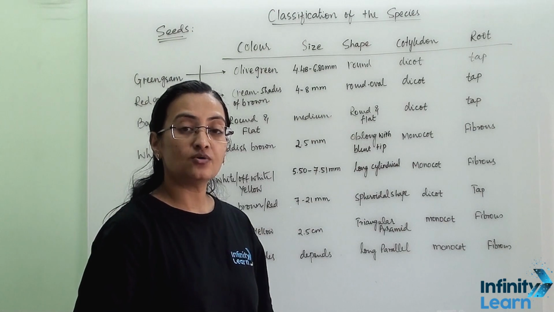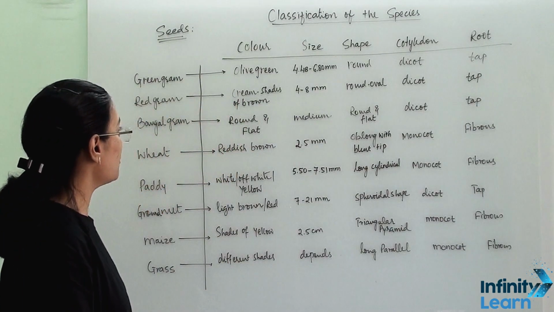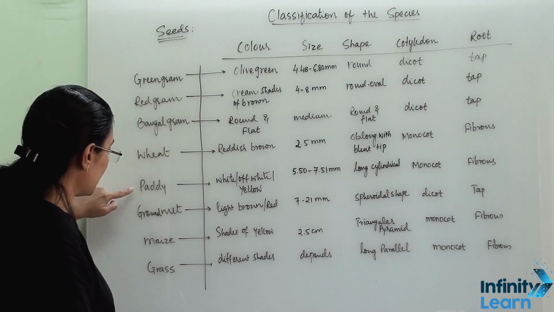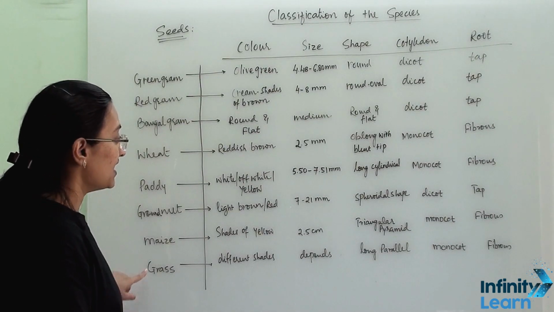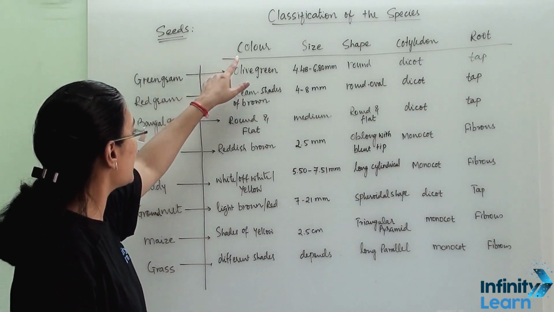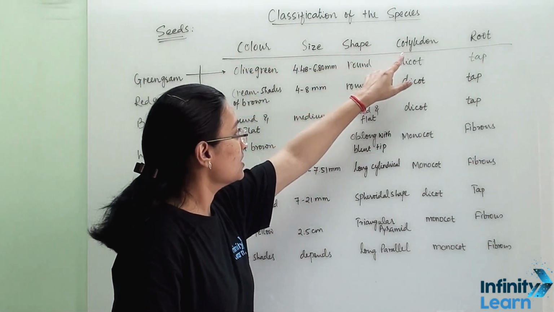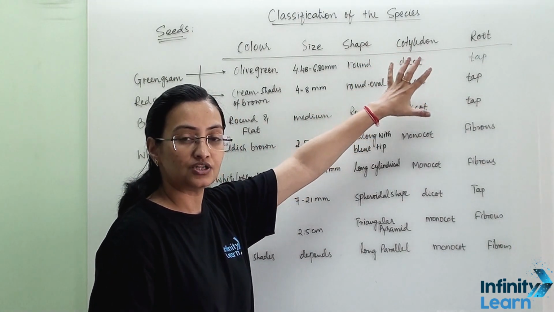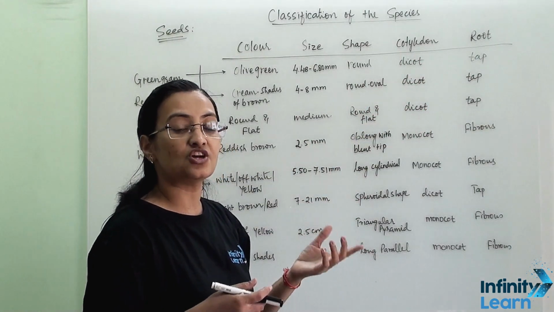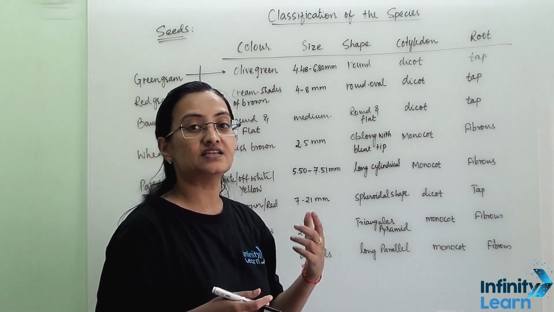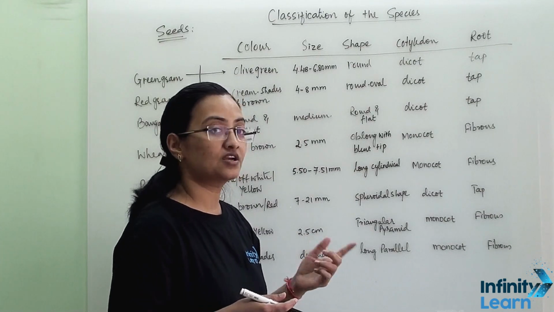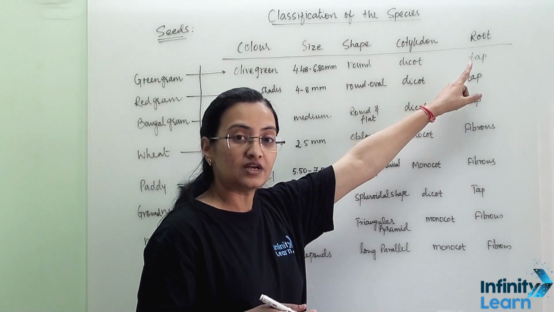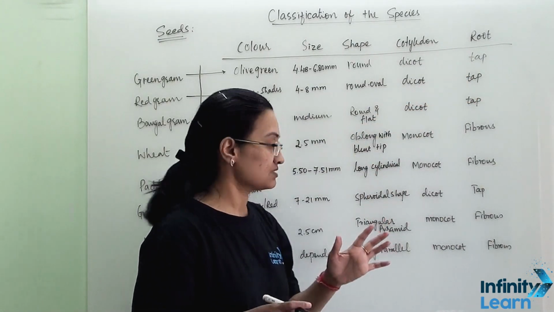Now let us understand observations regarding some of the seeds. For seeds we have taken green gram, red gram, Bengal gram, wheat, paddy, groundnut, maize and grass. The characteristics we are going to observe are color, size, shape, cotyledon and root. Regarding cotyledon and root, earlier we discussed that when a seed germinates, if 2 leaves come, then it is dicot, 2 cotyledons. If 1 leaf comes, that means it is monocot. There will be 2 types of root system, taproot and fibrous.